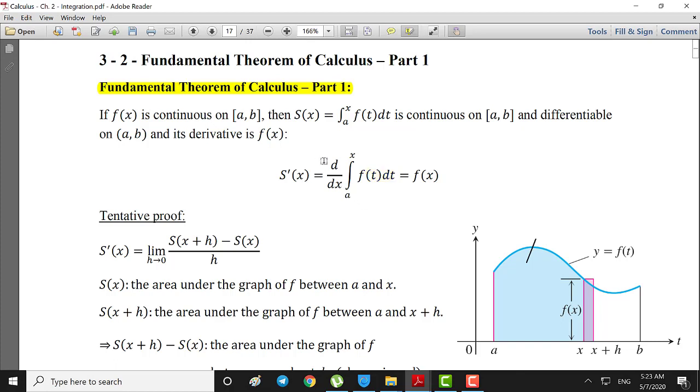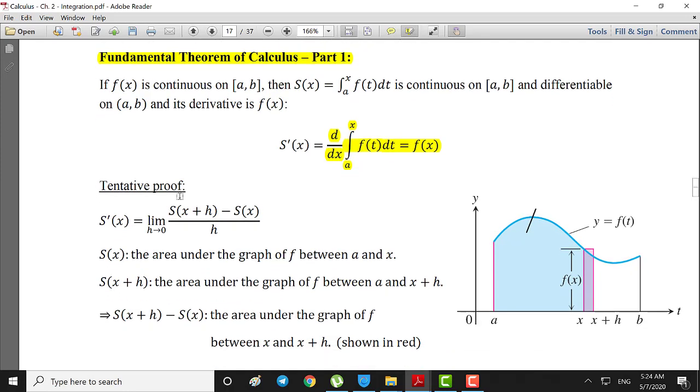so keep this equality in mind: d over dx of the integration from a to x of a function is equal to the function. Okay? Now, we're not going to prove this theorem here completely. We're going to give you a tentative proof. Okay? And this is how it goes.